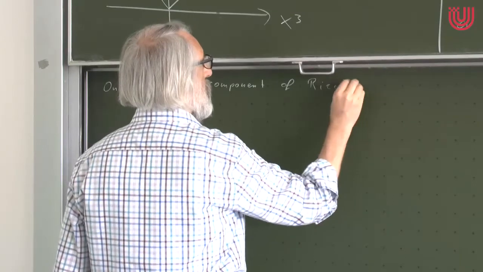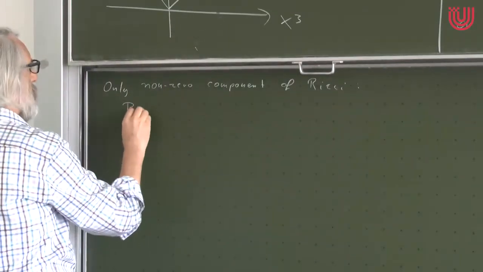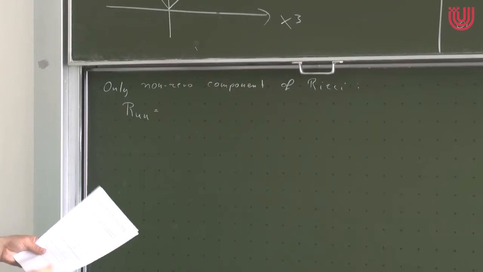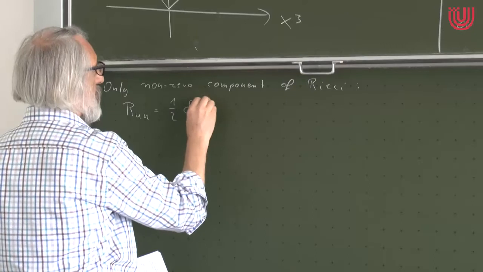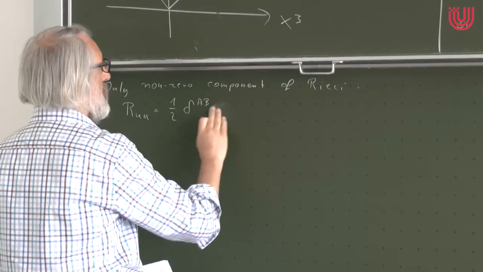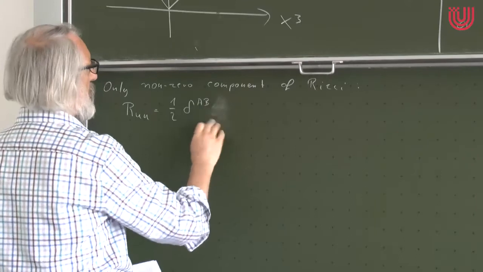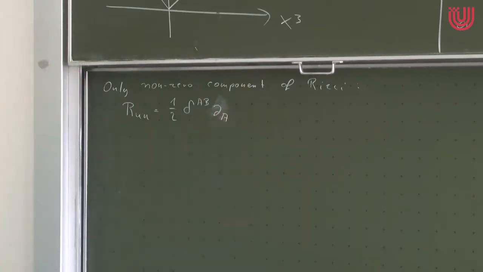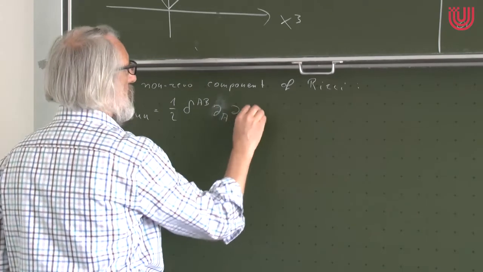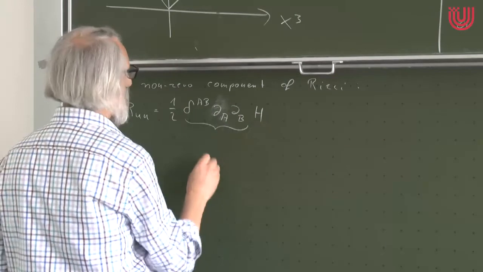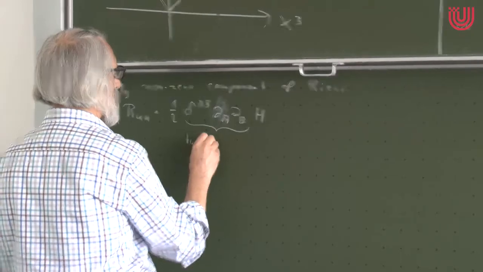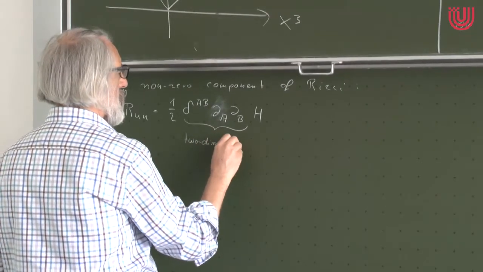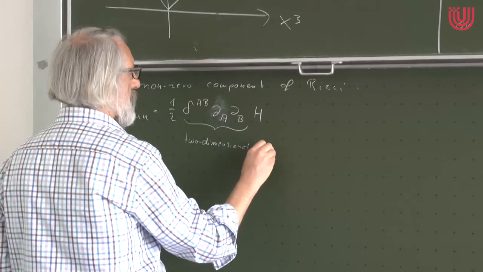Ricci. And this is a UU component. The UU component is one half the Laplacian of H, delta AB dA dB H, or I've written D by DXA. But it's the same, yeah? I always use this notation: D with an index A down means D by DXA. So this is the usual two-dimensional Laplacian, yeah? Standard Euclidean Laplacian.